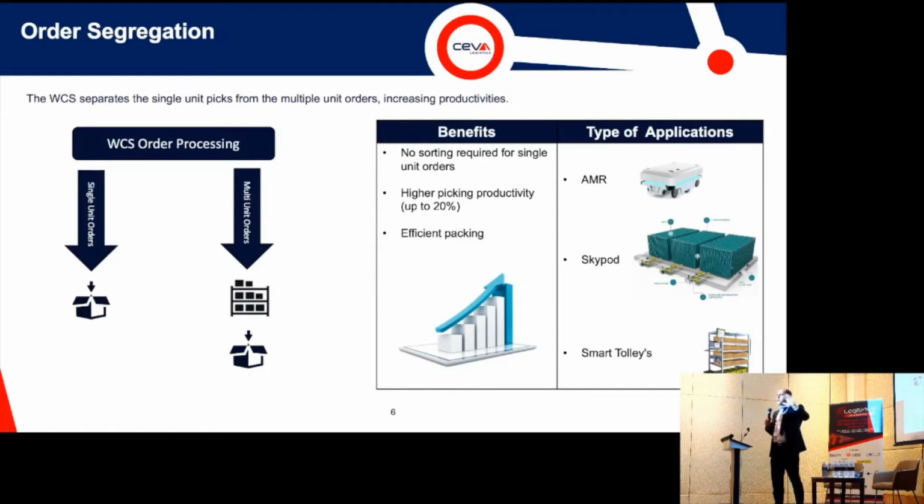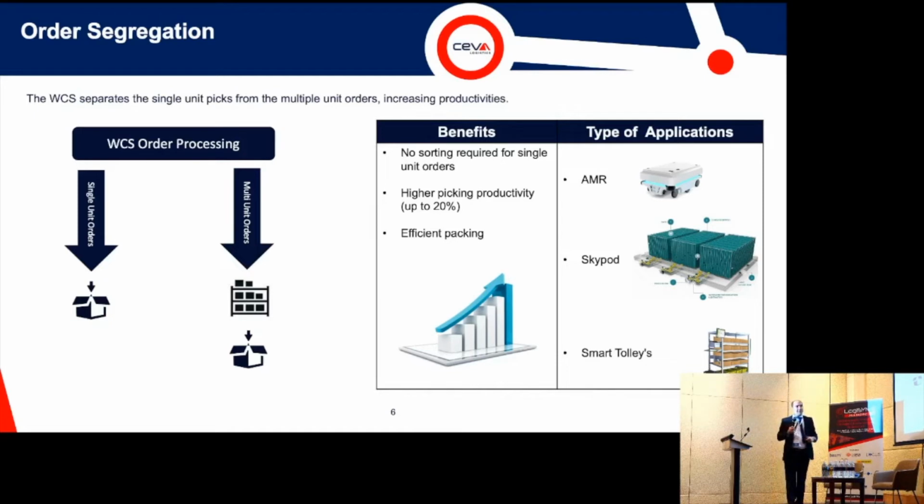So if you know that the orders, or the pods, are being presented to you in a single unit order manner, you don't need to go through the put wall. So you can segregate, that saves you two or three more clicks for the order confirmation. You can pick them, put them on a conveyor or on a tote, and just send it to the packing station.